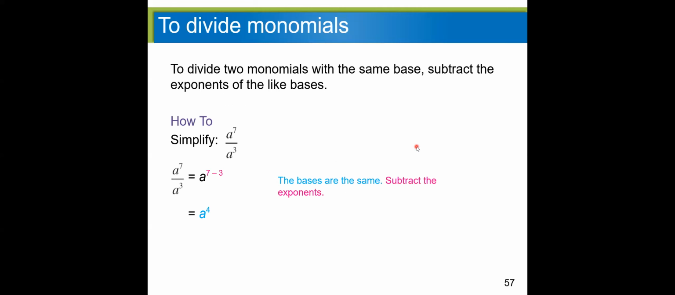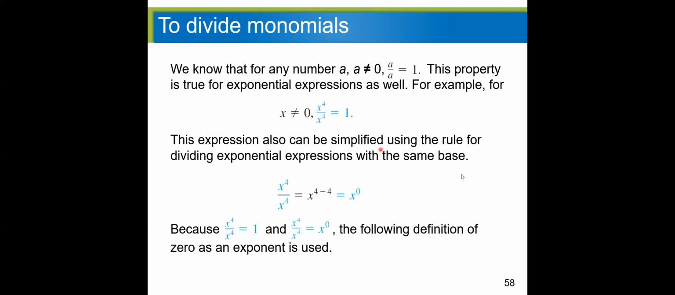A to the 7th divided by a to the 3rd becomes a to the 4th. Not too bad, right? A couple other shorthand conversations to have. Anything divided by itself is 1. Right, we already knew that.